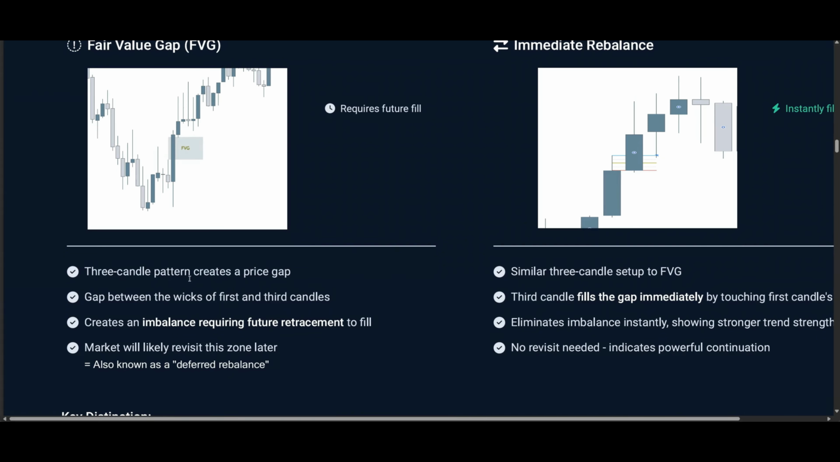It's a 3-candle pattern which creates a price gap and the gap between the wicks of first and third candles. Next, it creates an imbalance requiring future retracement to fill. And lastly, market will likely revisit this zone later, also known as a deferred rebalance. So that's really just a fancier way of calling it a fair value gap, right? At least that's according to ICT. It calls fair value gaps or regular fair value gaps like this deferred rebalance.